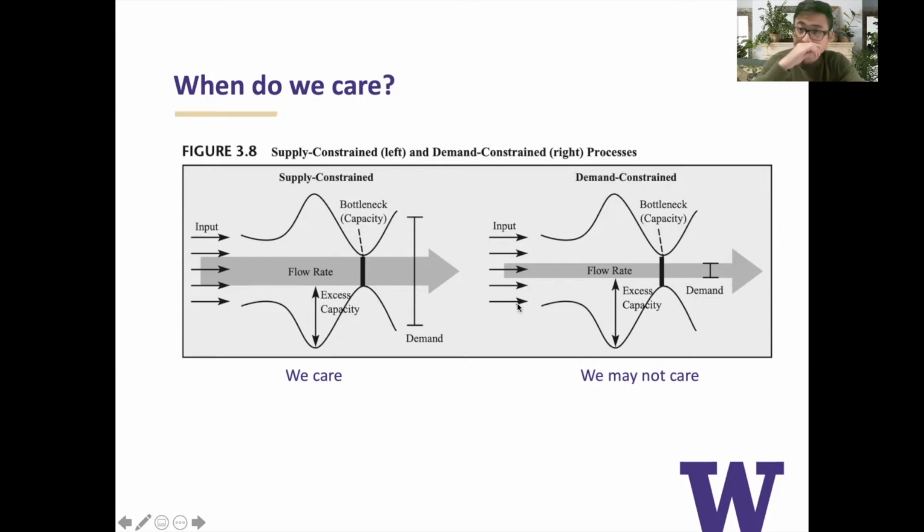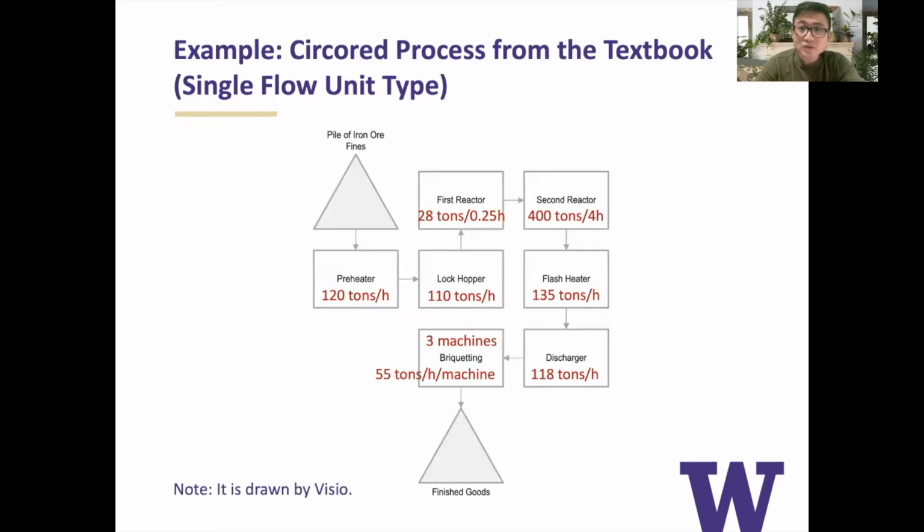So why do we care about bottleneck? Because bottleneck will cause delays and higher production costs. So we want to avoid delays or higher production costs and have more efficient production and lower production costs and then higher profits. We will need to take care of the bottleneck. And the first thing to do is to identify the bottleneck. We are going to use the textbook examples again.